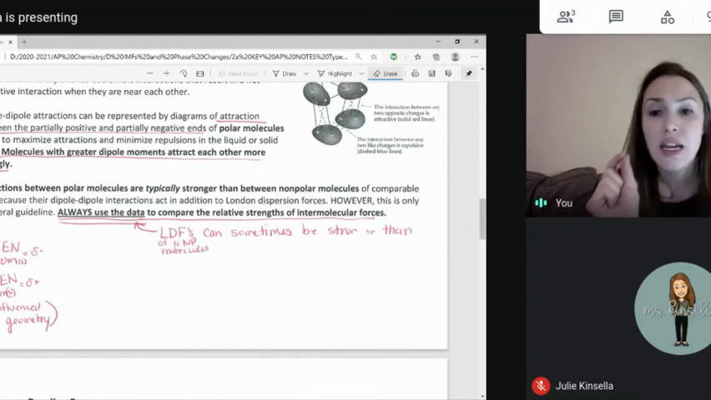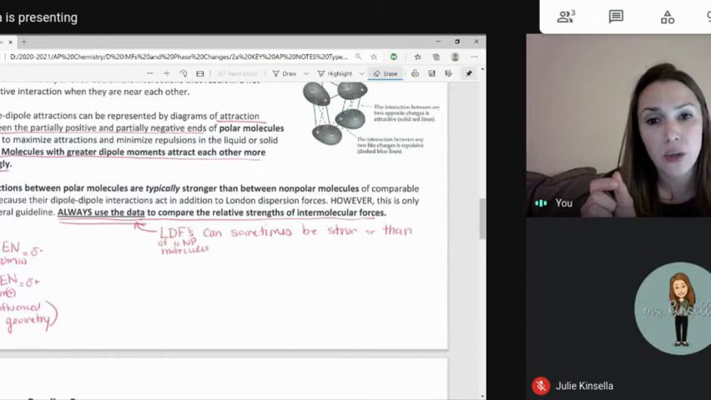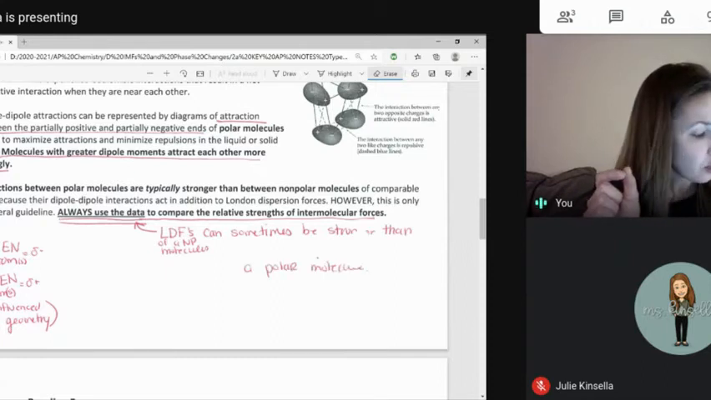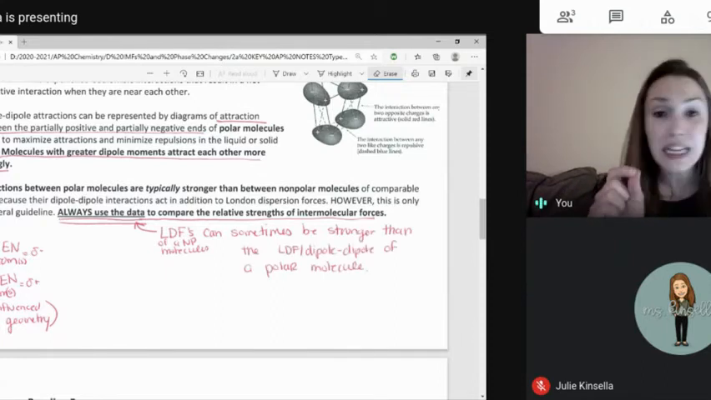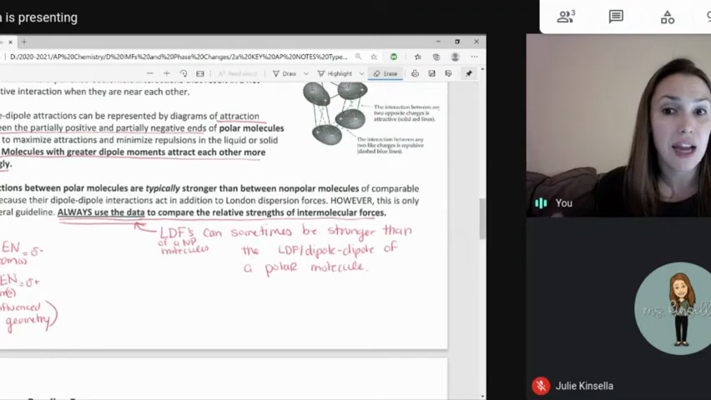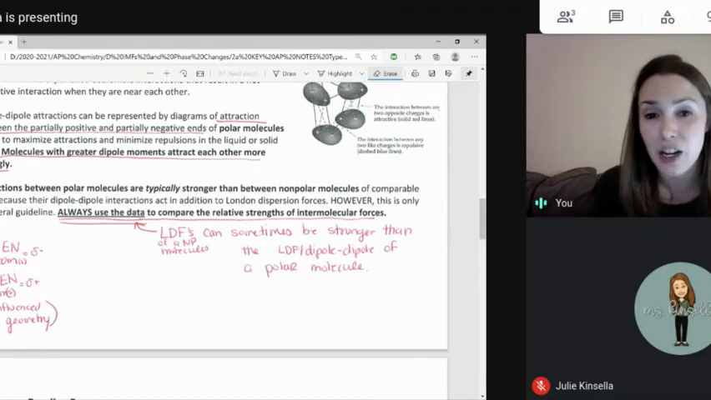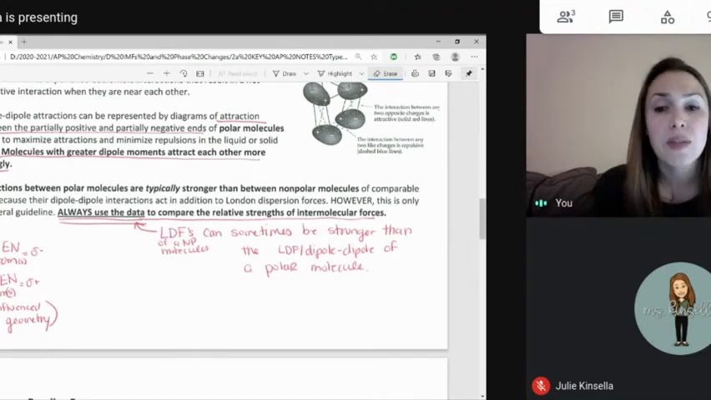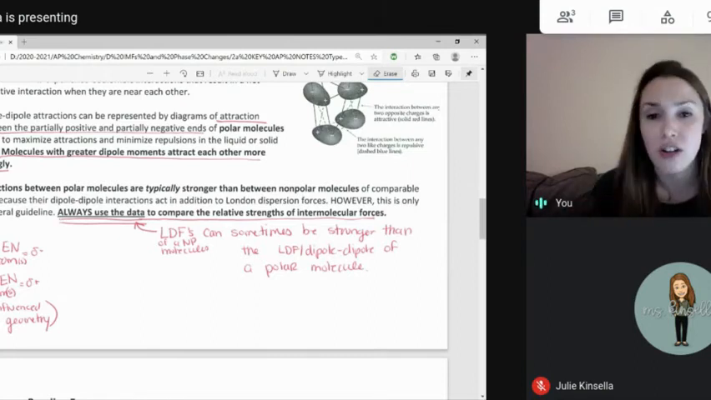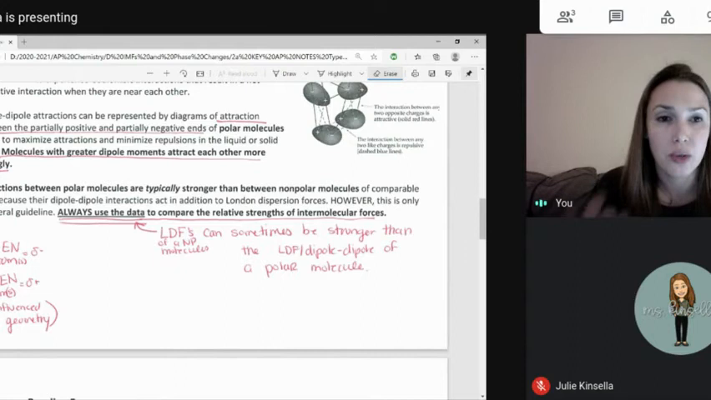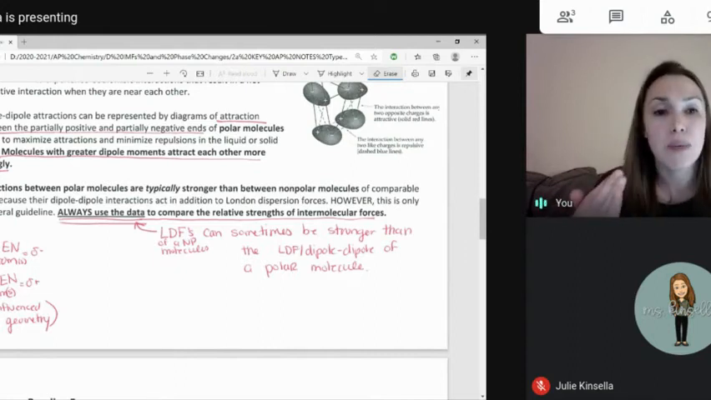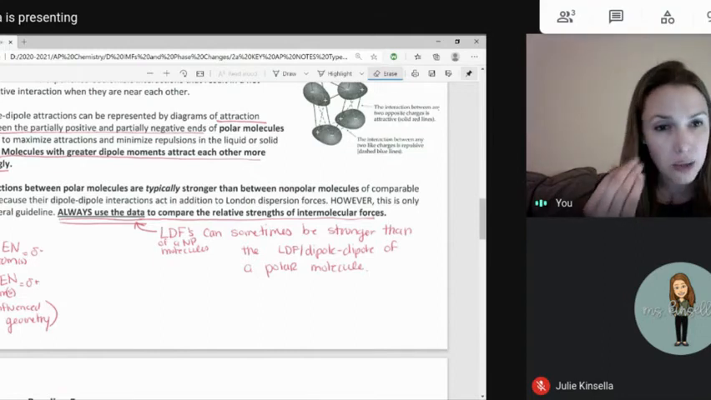So this is important. The LDFs in nonpolar molecules can sometimes be stronger than the LDFs and dipole-dipole attractions between polar molecules. This is where we're going to get into practice, where we might find that a nonpolar molecule has a higher melting point or boiling point than a polar molecule. We're going to have to talk about how those LDFs are actually stronger than the polar molecules' LDFs and dipole-dipoles together. Okay, so dipole-dipoles occur between polar molecules.